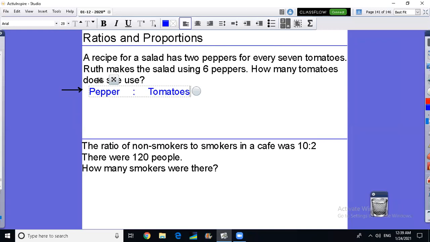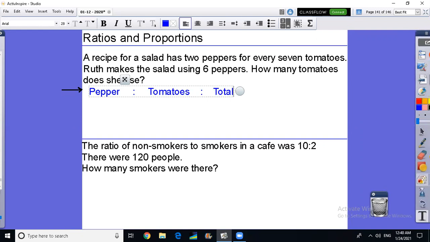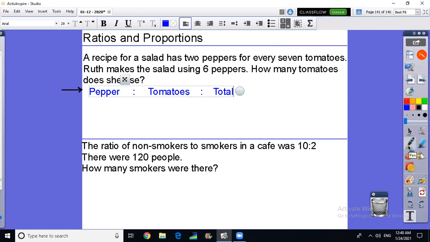Is there any need for a total? Of course not. Here, it makes no sense to add the total column. But even if you got confused and added the total column, it's never going to mislead you from the correct answer. You're going to get the correct answer at the end. All right, let's continue.